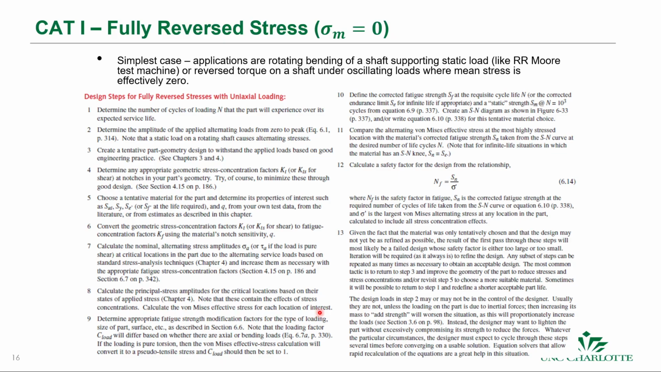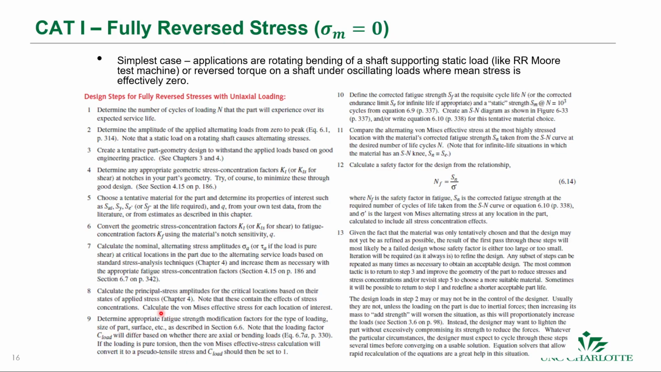Okay, so then at that point we go through our correction factors, which we talked about in the last lecture, where we correct for the part size, the load, the temperature, and all 5 of those factors.